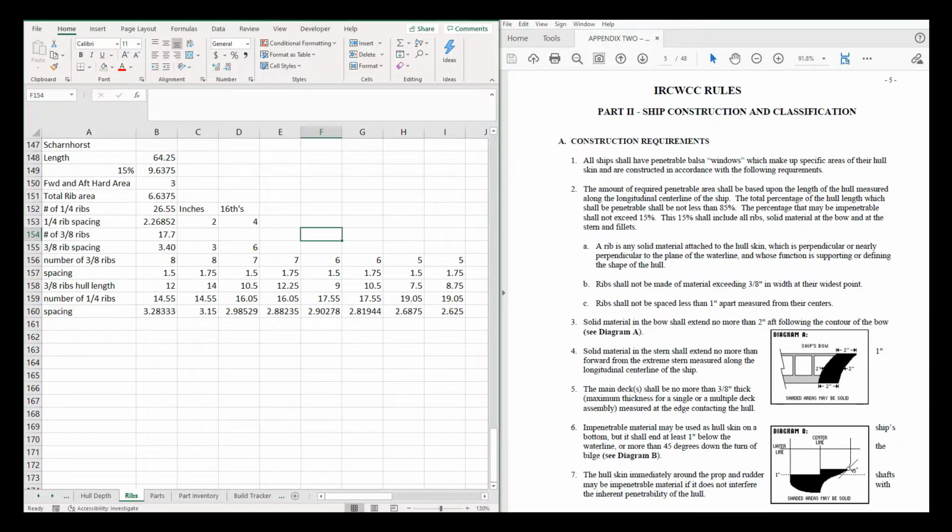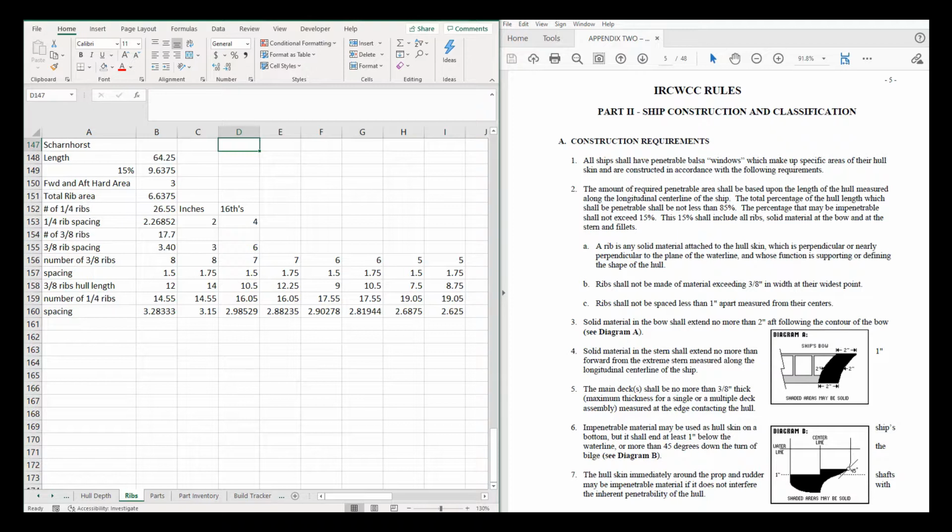So what I'm going to show here is how to calculate the number of ribs to use on the hull. I'm going to start by going over some of the rules. You can see these are the IRC, WCC ship construction rules, or the amount of total hard area you're allowed for the ship for the ribs, and the bow and stern area is 15% of the total length, as you can see here.